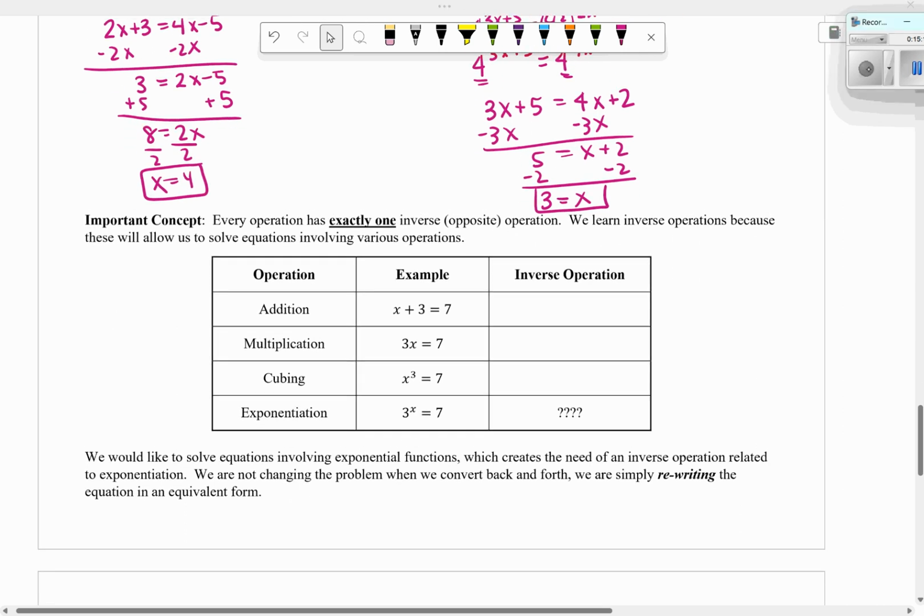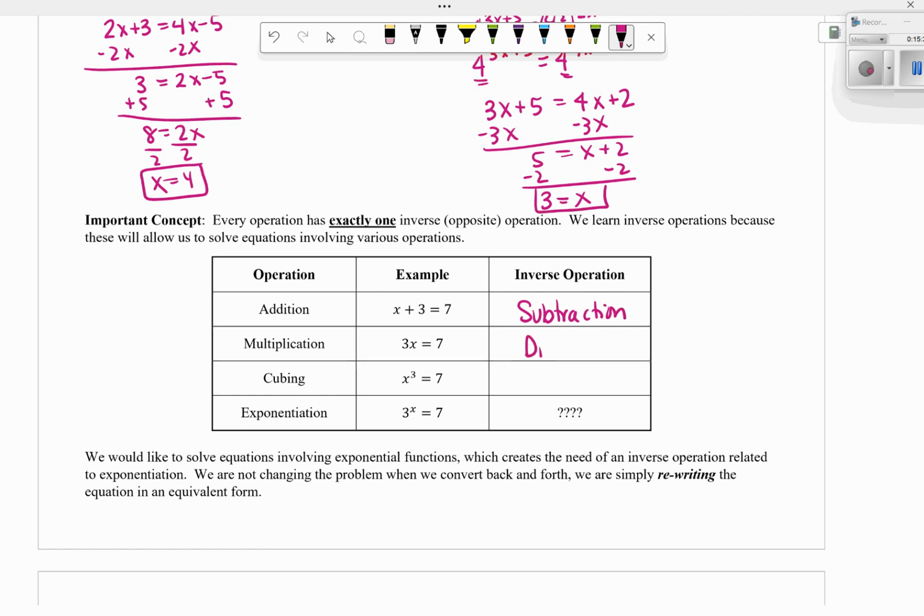So another important concept that we're going to talk about is inverses. So every operation has exactly one inverse or opposite operation. We learn inverse operations because these will allow us to solve equations involving various operations. So the inverse operation for addition, of course, is subtraction. For multiplication is division. If we have to solve for x here, we would have to take the cube root of both sides.